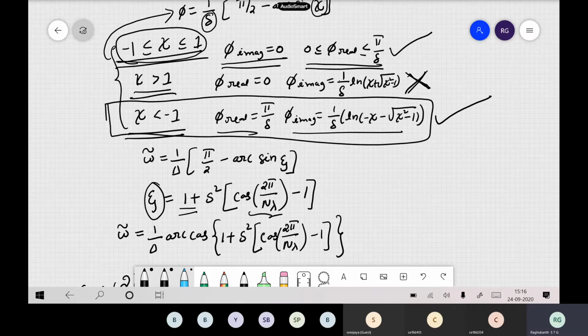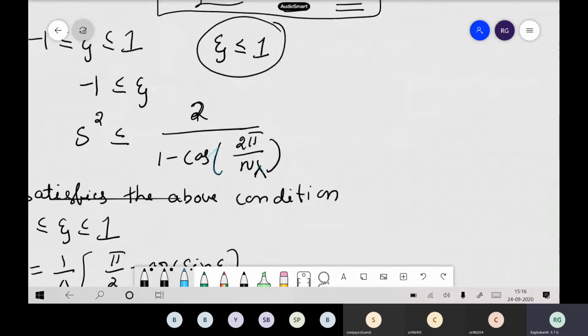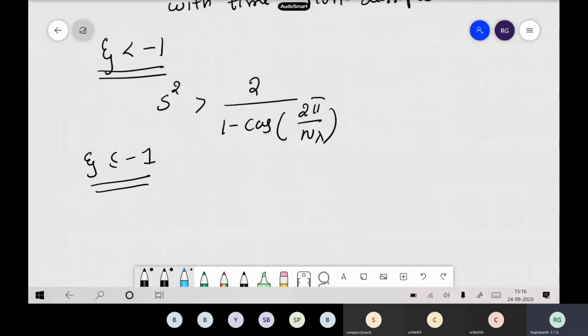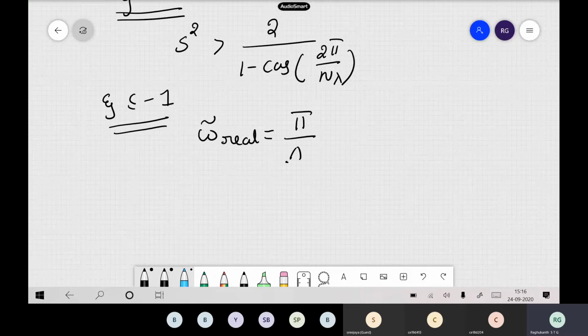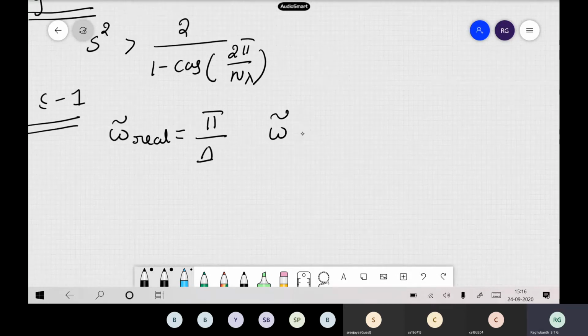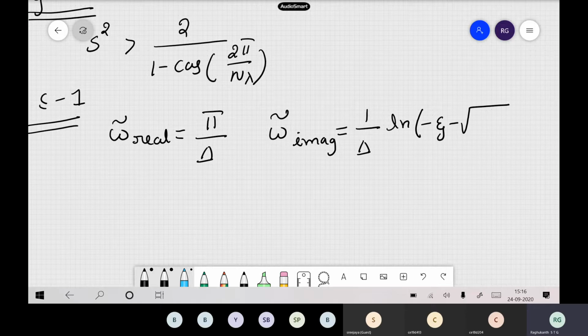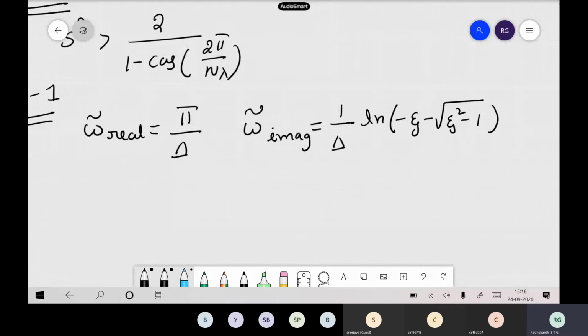Now this case, what does it tell you? When psi is less than 1, you have the omega real portion, and you also will have the imaginary part for the frequency itself. So you can write omega hat real as pi by delta, then omega hat imaginary as 1 by delta times log of minus psi minus square root of psi square minus 1. You followed, right? One can see that this quantity is always less than 0.